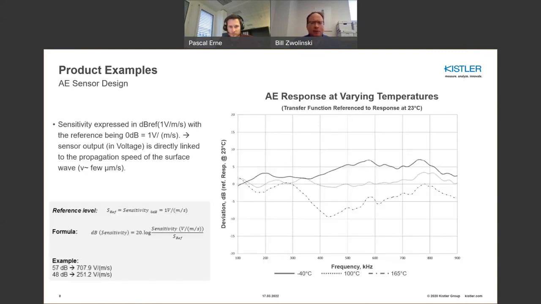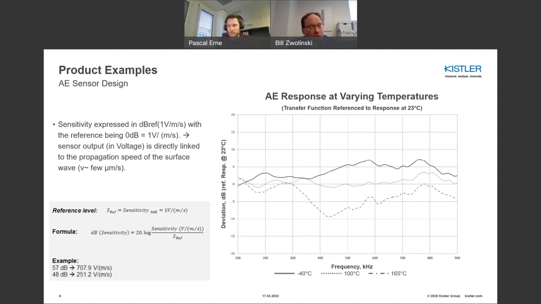So I talked a little about the background here. Well, there's the calculation I'm giving you for computing the reference sensitivity in dB or in volts per meter per second. You can see that the sensitivity reference is actually 1 volt per meter per second. And the actual formula is there's really the sensitivity of the sensor divided by the reference sensitivity.